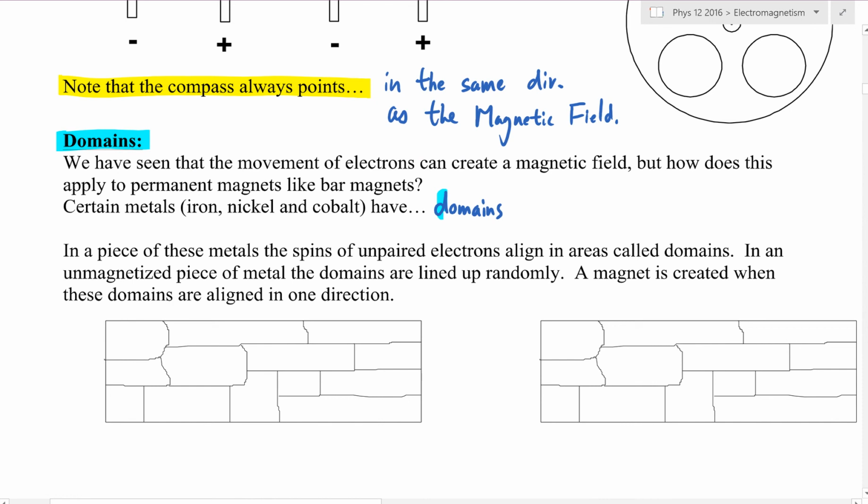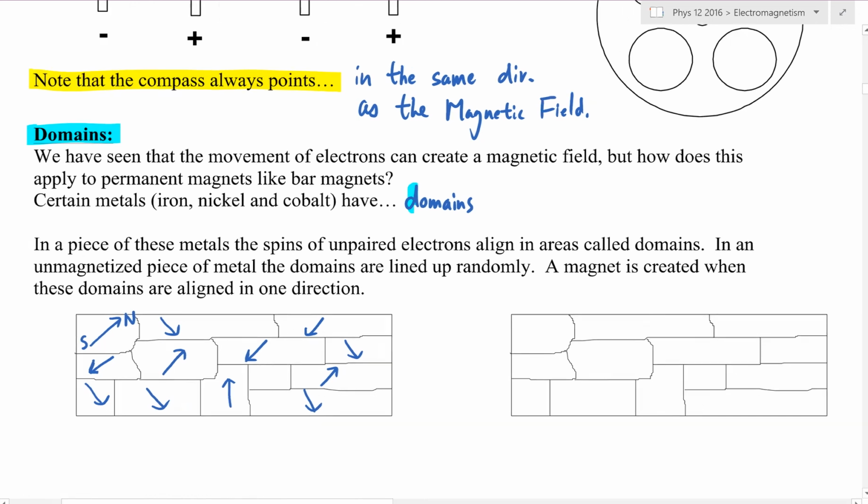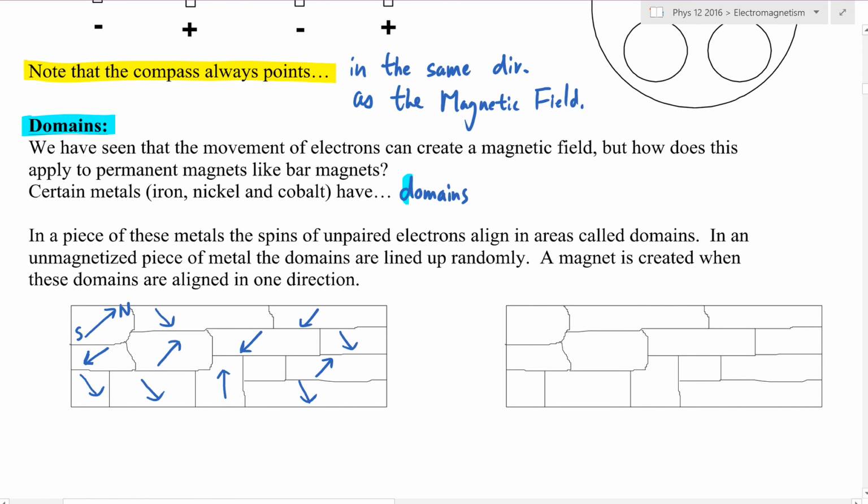In an unmagnetized piece of metal, the domains are lined up randomly. So you might have a little north-south this way, another little north-south this way, and one this way. A random piece of metal has its magnetic domains pointing in random directions, so overall it all cancels out. This piece of metal has no dominant magnetic direction, so it doesn't behave like a regular magnet.